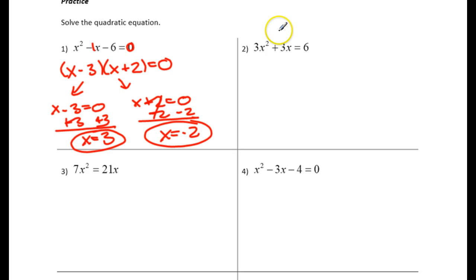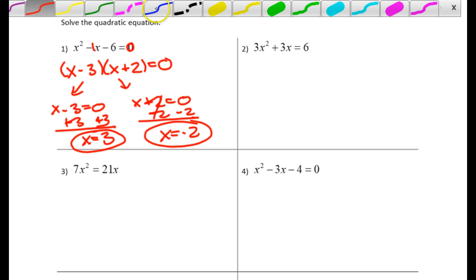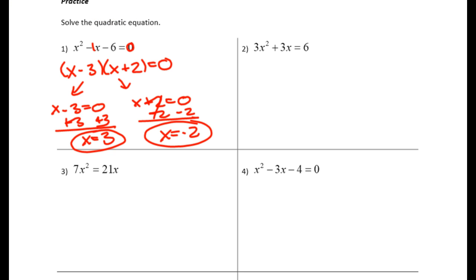Okay? Scan the problem first. 3x squared plus 3x equals 6. I need to get this in standard form. I need to get it equal to 0, so I need to get this 6 over here, right? So I'm going to do minus 6. So now I have 3x squared plus 3x minus 6 equals 0. Now we're ready to go. Now we're ready to factor.